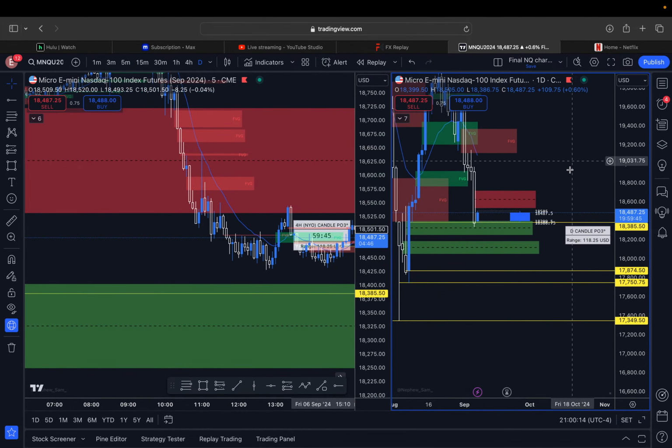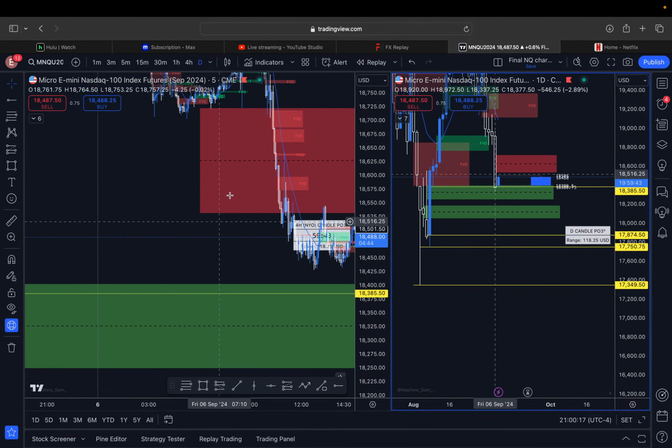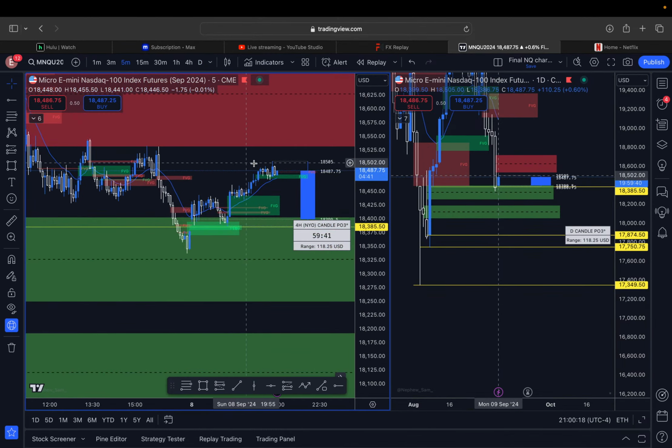I have these levels marked for the beginning of the week on the 4-hour chart. So let's see, we're already in this candle because it's Sunday night, so the market's already open.